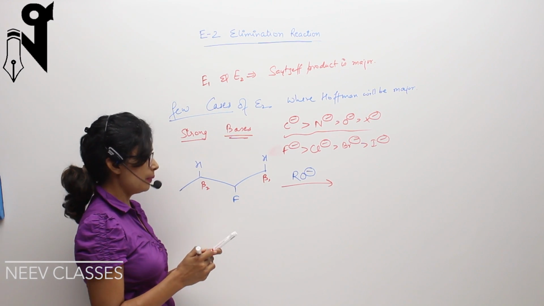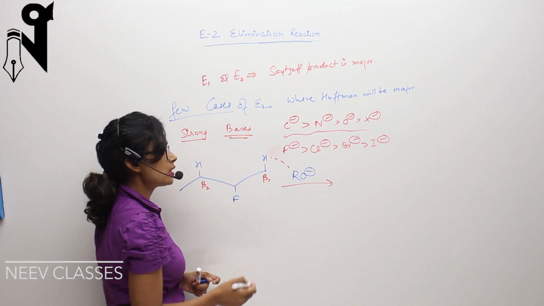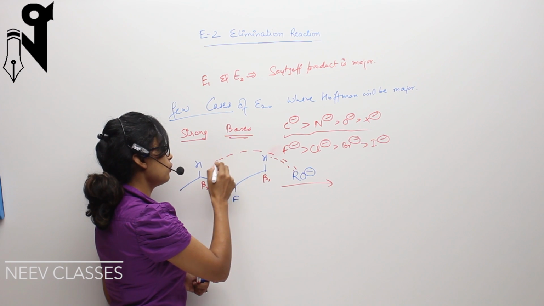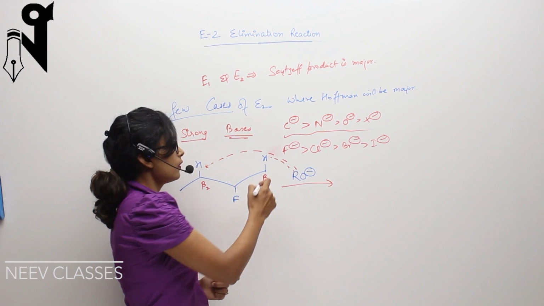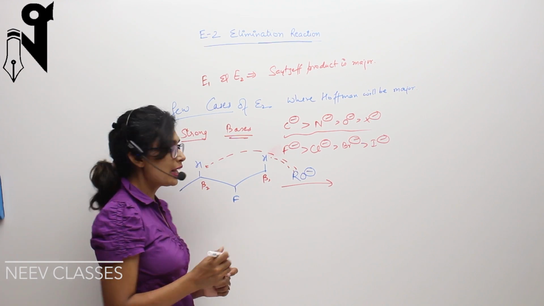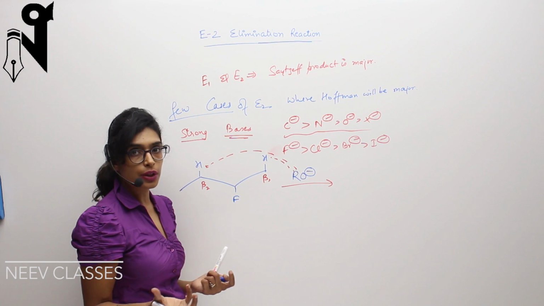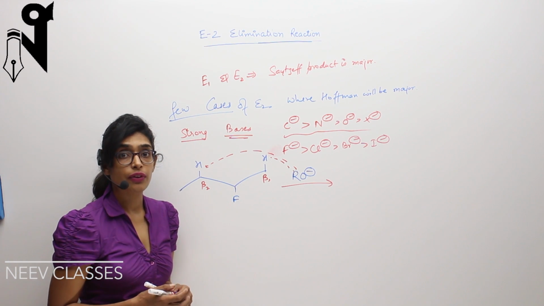Right? Now what will happen? This RO minus would try to form a bond with this hydrogen, or with this hydrogen. So it has the option of removal of hydrogen from the beta 1 position or removal from the beta 2 position, and simultaneously, according to the E2 mechanism, F should leave. But that doesn't happen very easily.